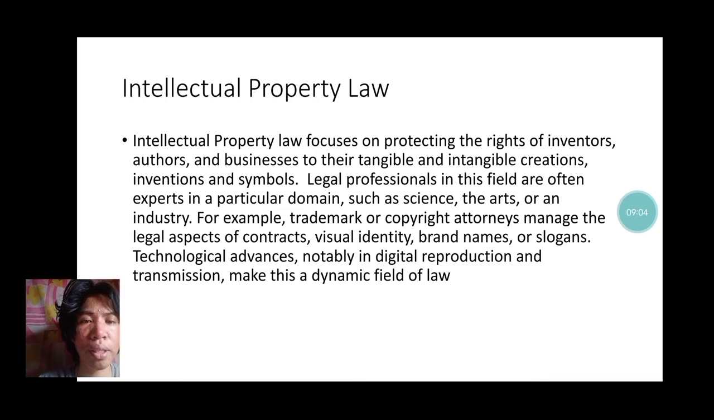So copyright, we know that this is very important. If you don't write the owner, or cite the owner, just like a citation, it will become plagiarism if you don't do that. So in every work that we copy, we should have a copyright. Attorneys manage the legal aspects of contracts, visual identity, brand names, or slogans. Technological advances, notably in digital reproduction and transmission, make this a dynamic field of law.